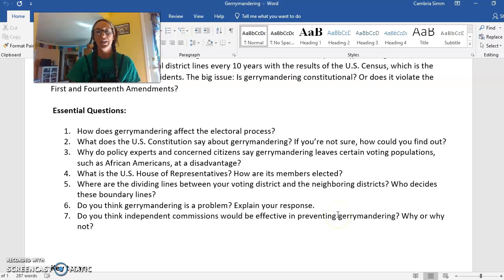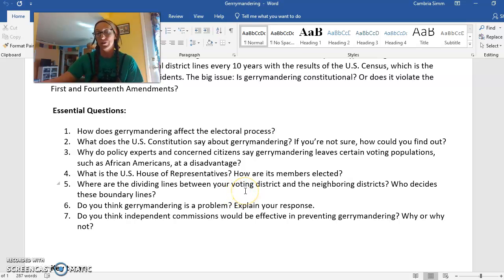How does gerrymandering affect the electoral process? What does the Constitution say about it? Why do policy experts and concerned citizens say gerrymandering leaves certain populations, such as African Americans, at a disadvantage? And then, what are the dividing lines between your voting district and neighboring districts? And who decides those boundary lines?